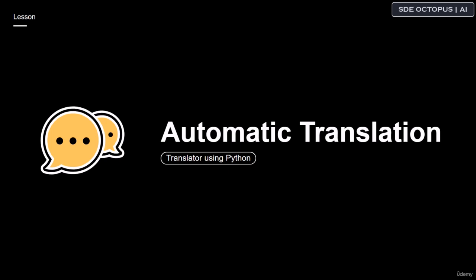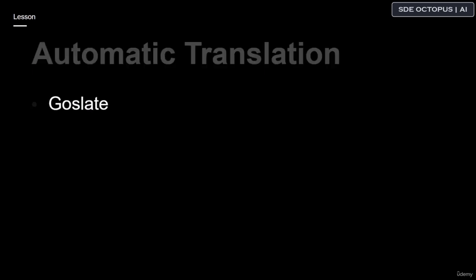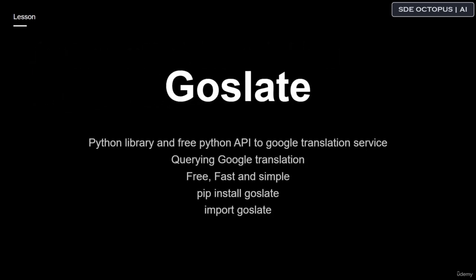Automatic translation using Python programming language. Hi everyone, welcome to this lesson. There are many libraries in Python programming language that you can use for automatic translation. The first library that we are gonna use for automatic translation using Python programming language is called Go-Slate library.